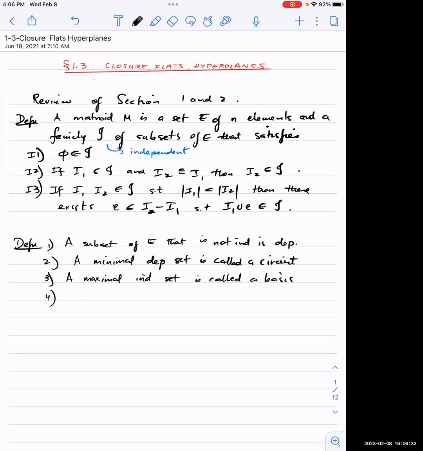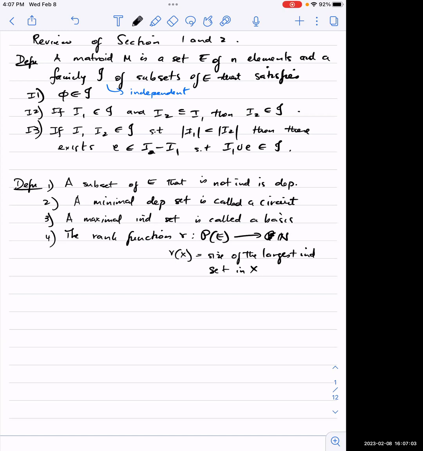And what we did last week was the rank function. The rank function r is a function from the power set of E, that means all the subsets of E, to the natural numbers, where rank of X is the size of the largest independent set in X.